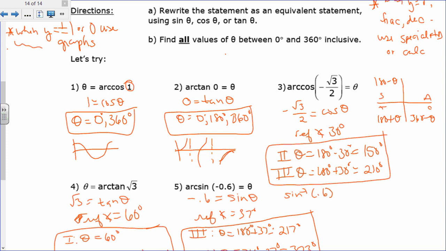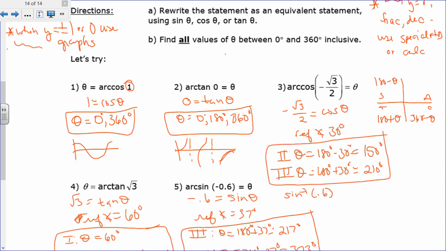For number 2, the arc tan of 0 is equal to theta. So 0 is equal to the tangent of theta. And again, I look at my tangent curve, and I look to see where my graph is 0, where it crosses the x-axis. It crosses at 0, 180, and 360 degrees.